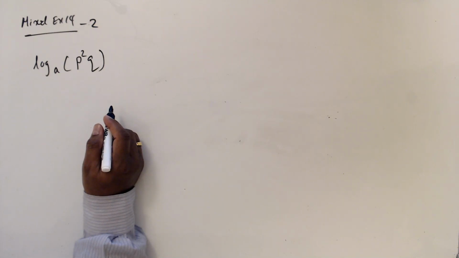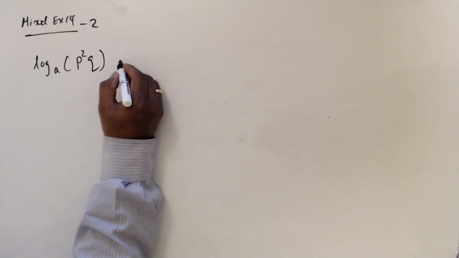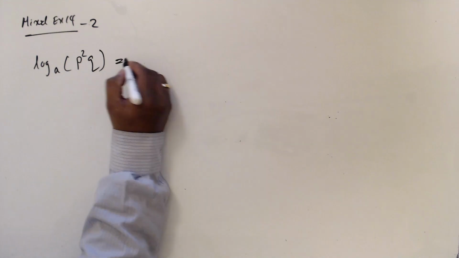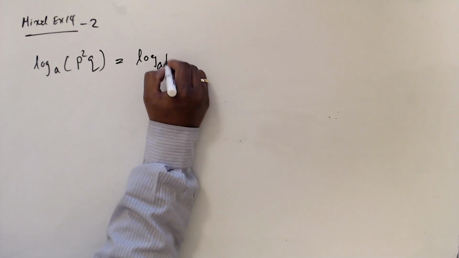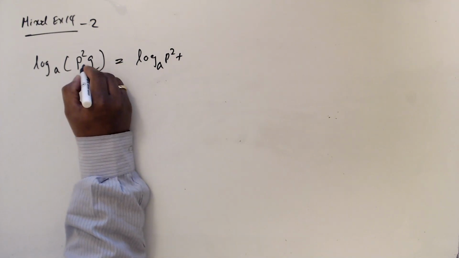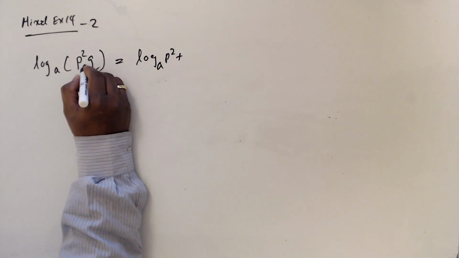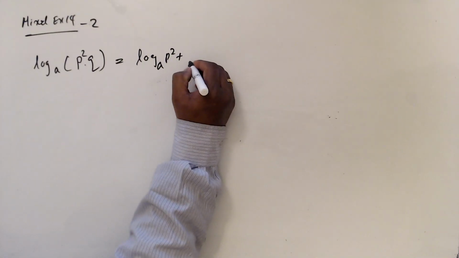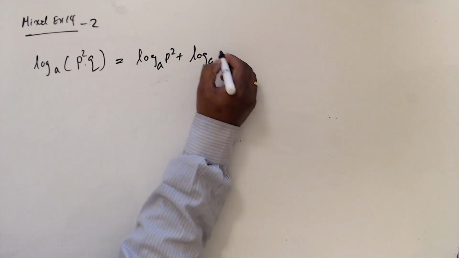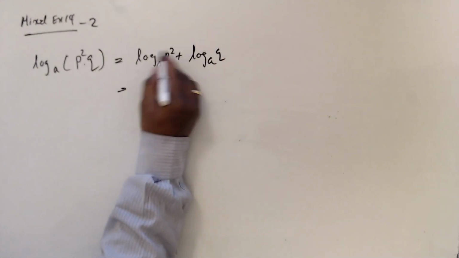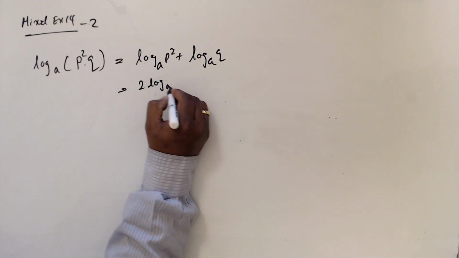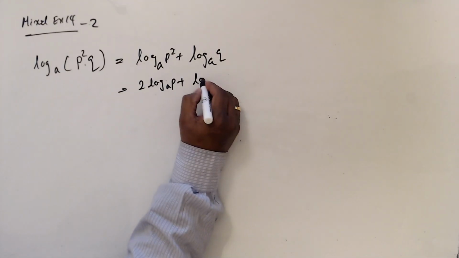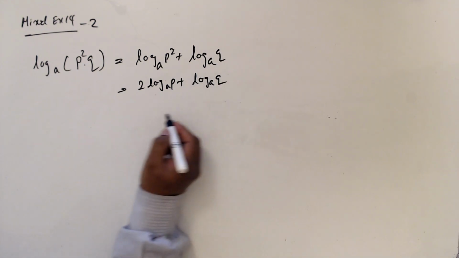Question number 2, log A of P squared Q. We want to explain this one. Log A of P squared Q, we know that when we multiply, we can write it as a log addition. Then this third one comes out: log A to the power P plus log A to the power Q.